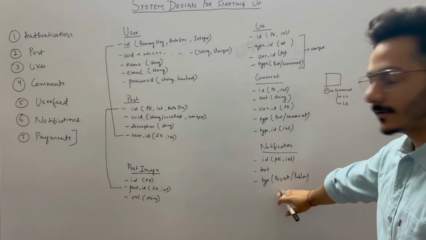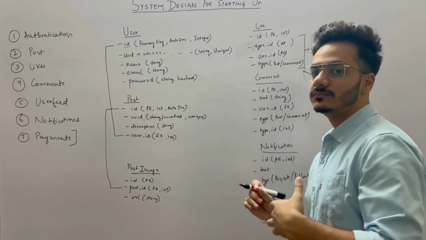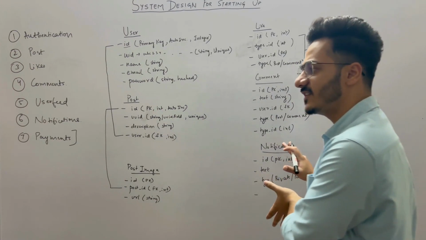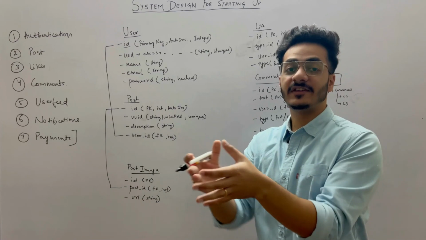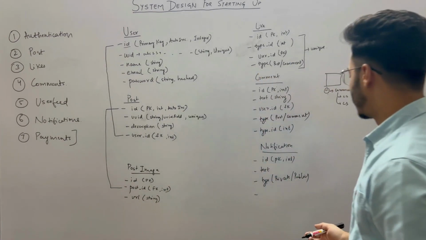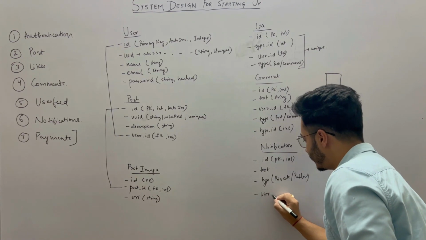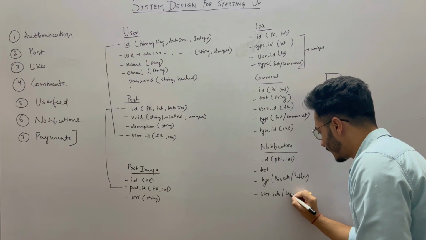And if it's private, then we will also mention here user IDs, basically of the users to whom we want to send this notification, because this notification can be sent to a single user or multiple users, which we will select. So basically what you can have is user IDs, and store that in a list format.